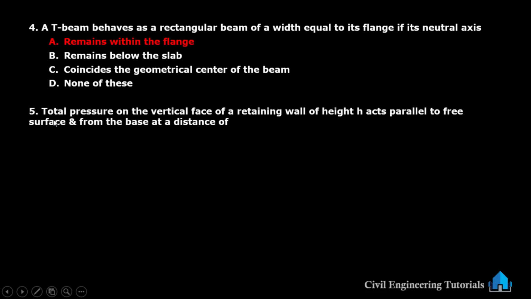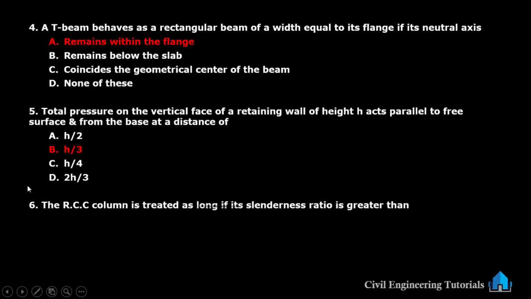within the flange. Now total pressure on the vertical face of a retaining wall of height h acts parallel to the free surface and from the base at a distance of option A h by 2, option B h by 3, option C h by 4 and option D 2h by 3. So the answer is option B h by 3.